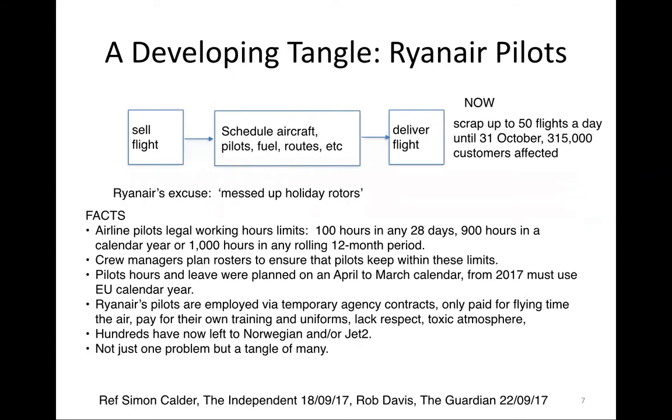Now, O'Leary, the head of Ryanair, has called pilots glorified taxi drivers, which is a bit of an insult to these highly trained people. But many of them are working on the same basis as many self-employed business analysts, so they don't have security of tenure. So let's just look at some of the issues there. One of the big issues is a change from the April to March calendar, but they knew this was going to happen. Let's look at another example of a tangle.